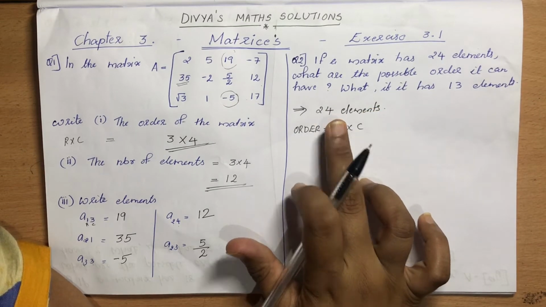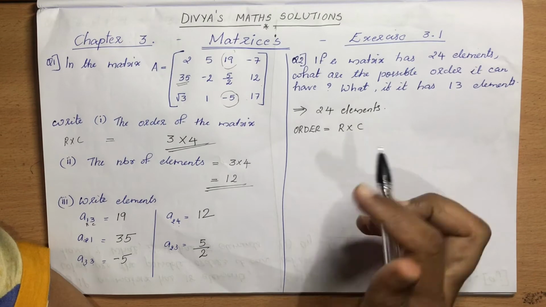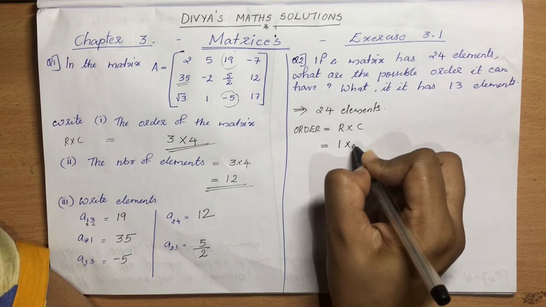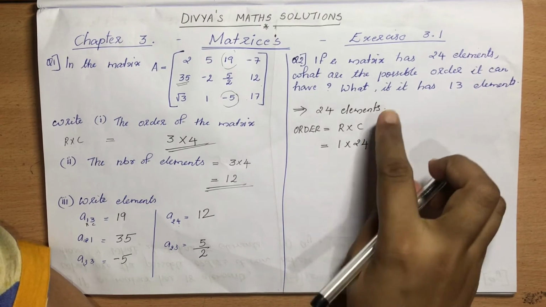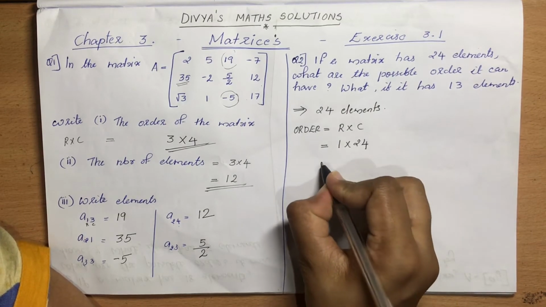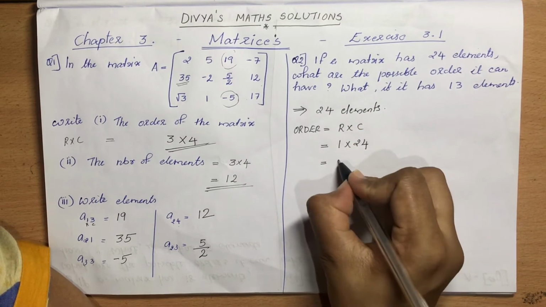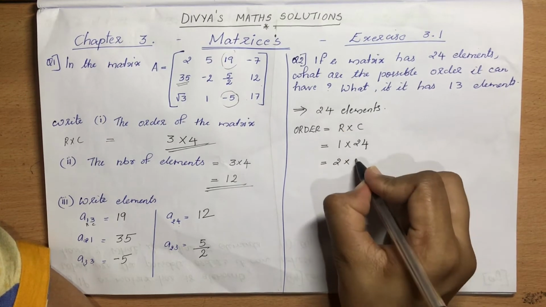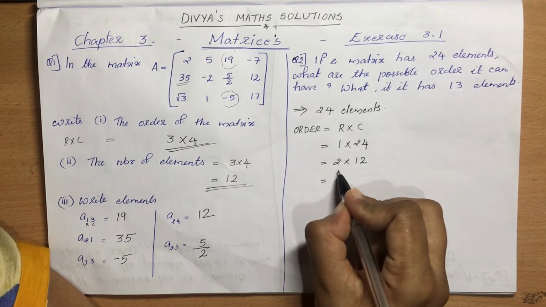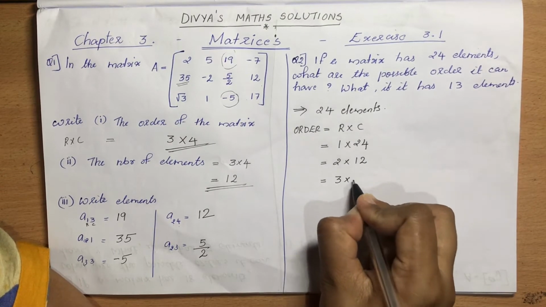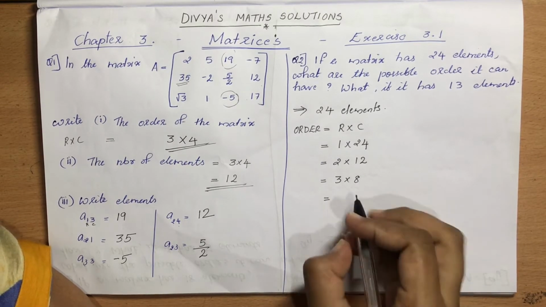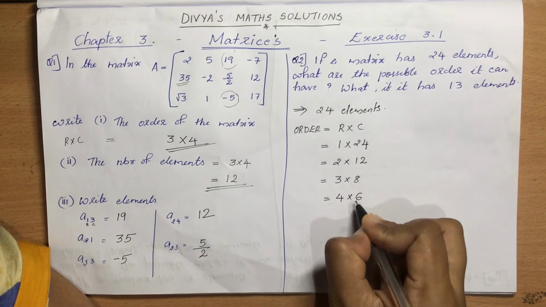So for this 24 we can take the factors. That is the order. If the number of rows is 1, the column is 24. 1 by 24. 1 into 24 is 24. So this combination is possible. Next, with 2: 2 into 12 is 24. Correct, 2 by 12 we can take. Next, if you take 3, 3 eights are 24. 3 into 8. So the order of the matrix is 3 by 8. Then again with 4: 4 sixes are 24. 4 into 6. That means 4 by 6.